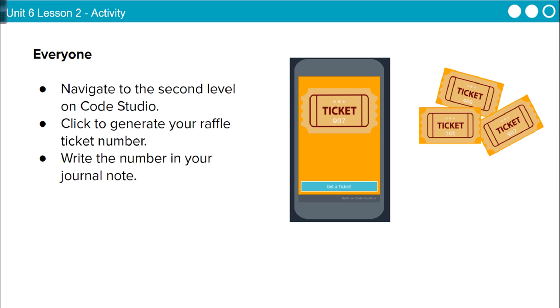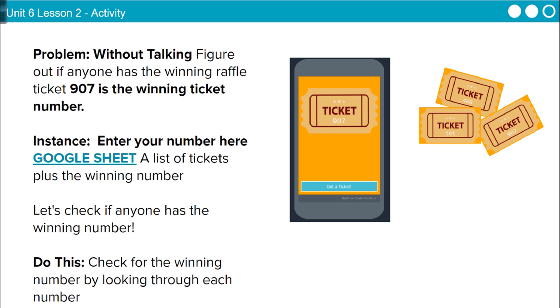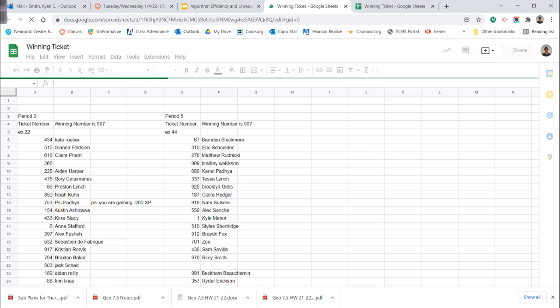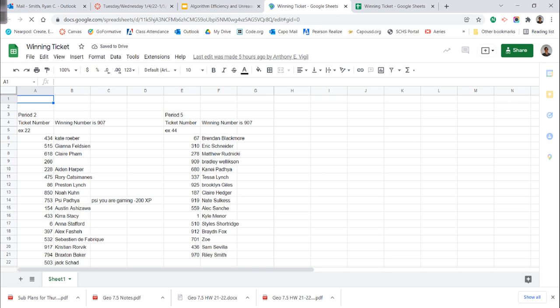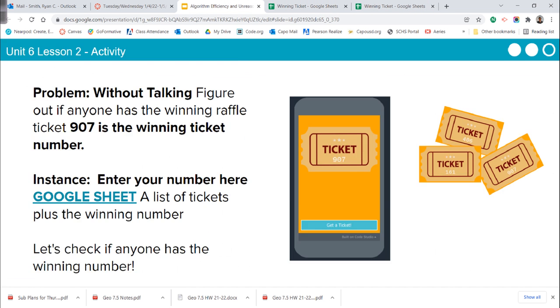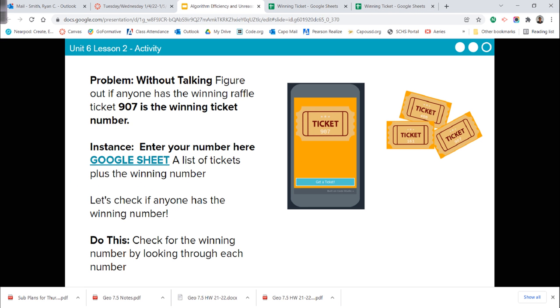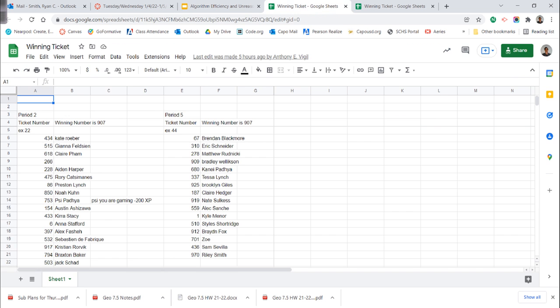So our activity that you guys were supposed to do was to go to Code Studio, generate a random ticket, and write that number in your journal, and then also write it on the Google Sheet that this would take you to. So I'm just going to go to the Google Sheet, and you guys put them all in, and the winning number was 907. What I wanted you to do was to go through and check who won the ticket, once we have everyone's ticket number in.